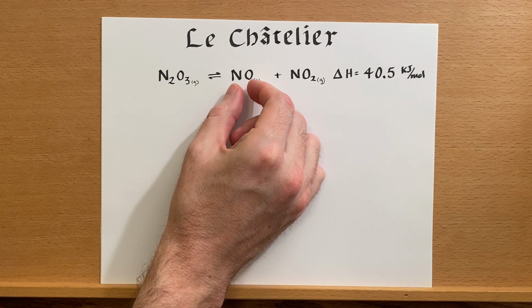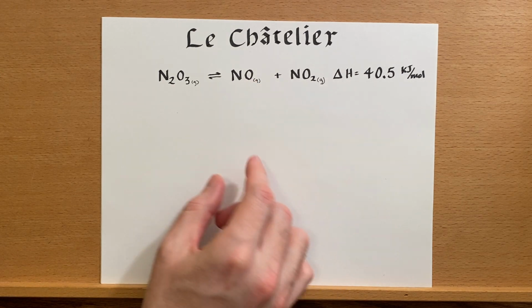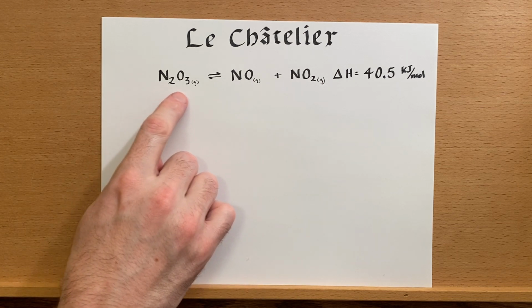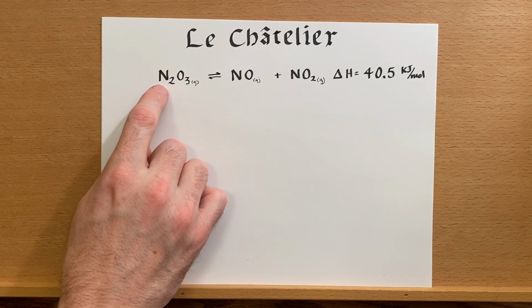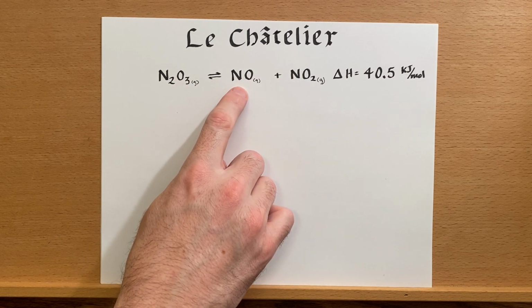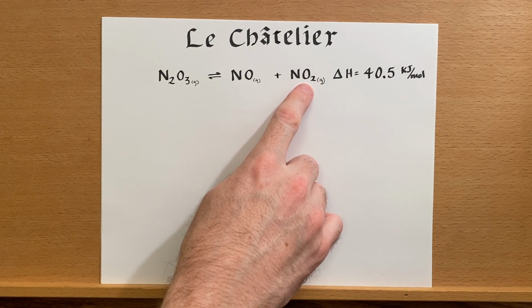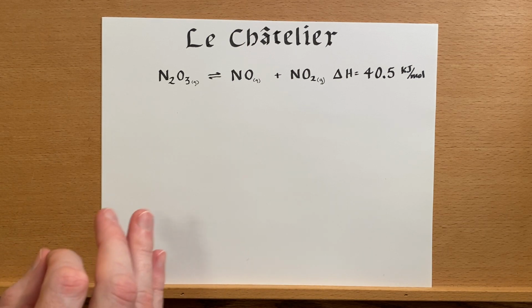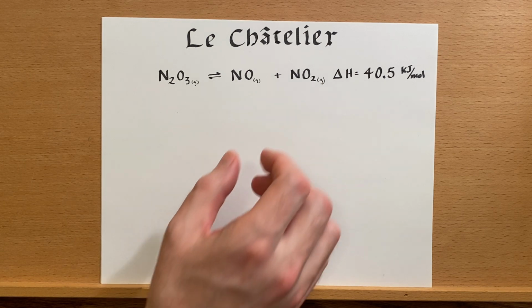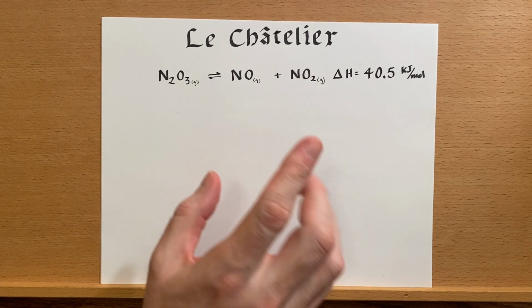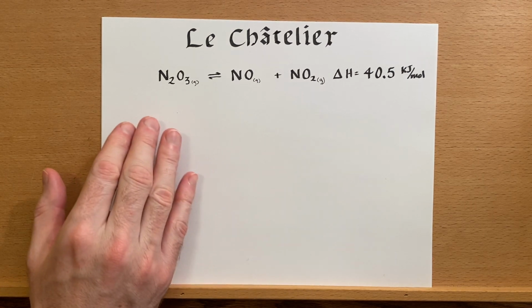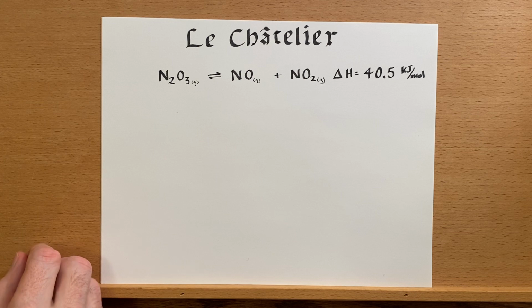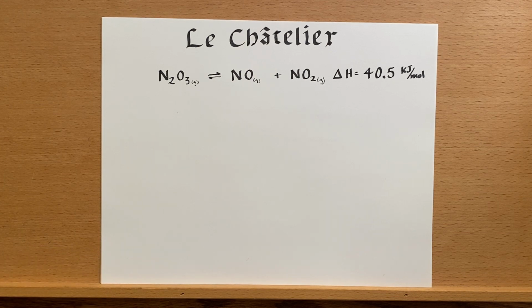Similarly, if we were to remove the NO gas out of the reaction, then we would use up some of this reactant N2O3 and make more NO and more NO2. And so, in fact, chemists typically would use this principle to make more products. Say we have something that we actually want to produce, but it's in equilibrium. Well, if we take products out, even just one of the products, then we'll make more of all of the products. And that can be a useful thing to do.